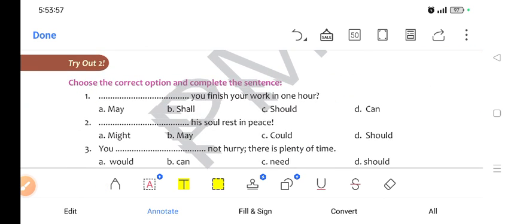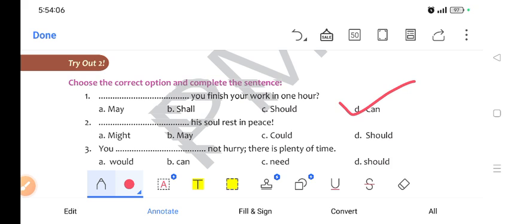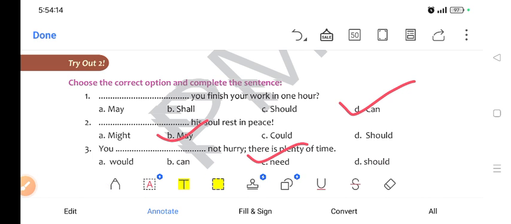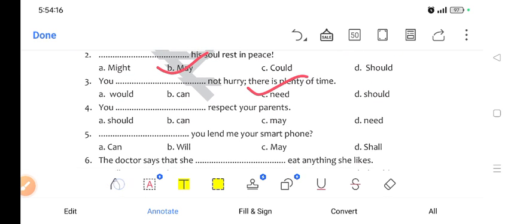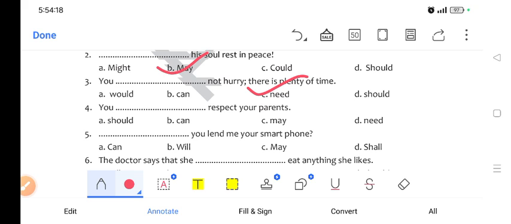Clear? Let's try out two. Choose the correct option and complete the sentence. Can you finish your work in 1 hour? Now, his soul, so here we will write wish, may his soul rest in peace. You need not hurry, there is plenty of time. You should respect your parents.